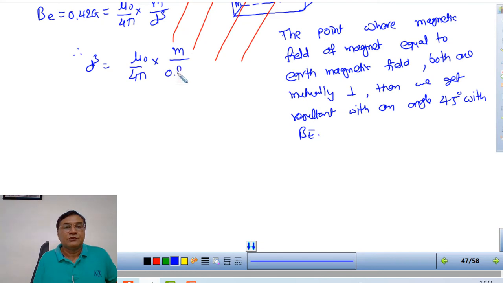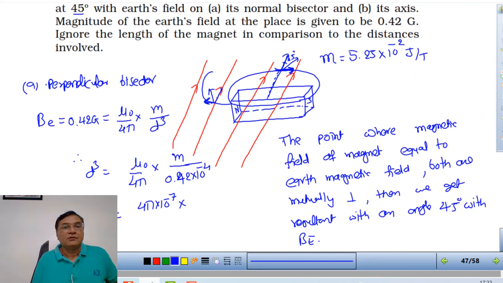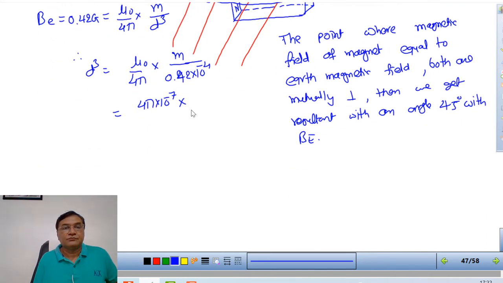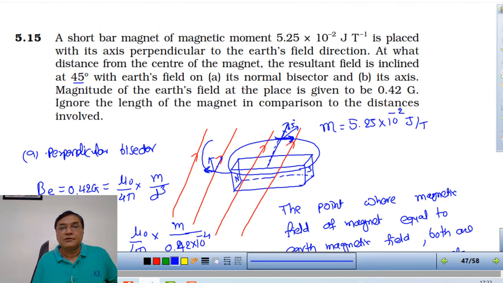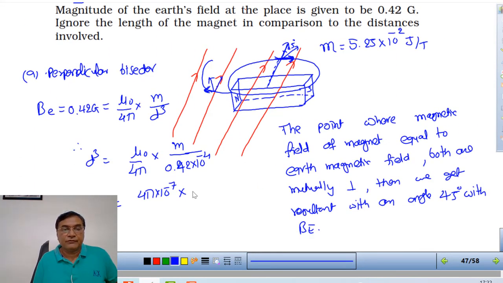So I convert into Tesla, minus 4. So mu 0 is 4 pi into 10 raised to minus 7. M is given, and it is 0.42. Oh, sorry. M is not 42. M is 5.25 into 10 raised to minus 2. So 5.25 into 10 raised to minus 2 divided by 4 pi into 0.42 into 10 raised to minus 4.